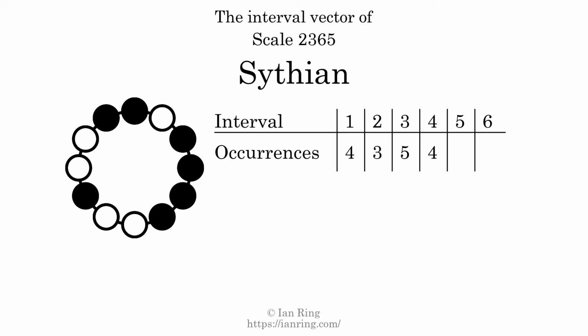There are 4 intervals with the size of 4 semitones. They are here, here, here, and here. There are 3 intervals with the size of 5 semitones. They are here, here, and here. There are 2 intervals with the size of 6 semitones. They are here and here. Each interval does not appear in this scale a unique number of times, so this is not a deep scale.